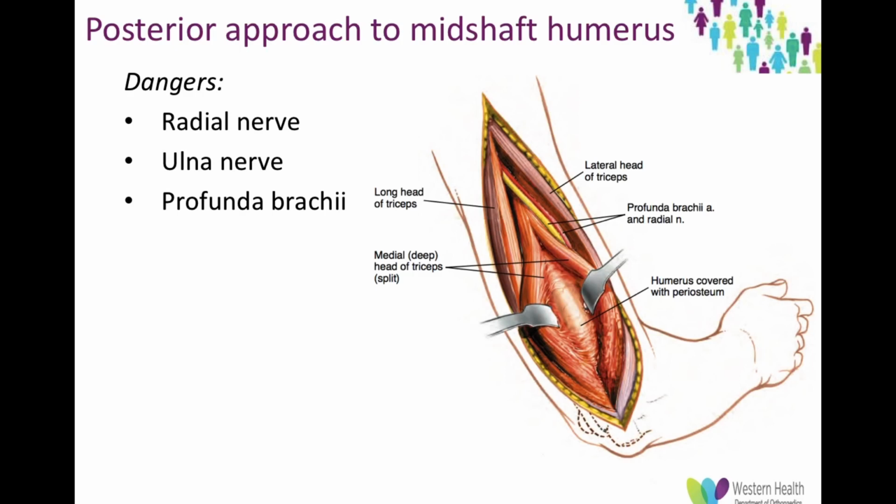The ulnar nerve, as we said before, is deep to the medial head of triceps in the distal third of the arm, and it can be damaged as you're elevating muscle off the humerus, and they talk about using this epiperiosteal layer to try to prevent that. The profunda brachii is the vascular structure that's important, and that lies with the radial nerve in the spiral groove.